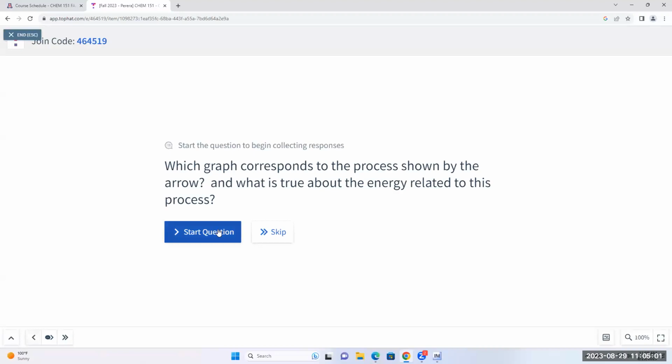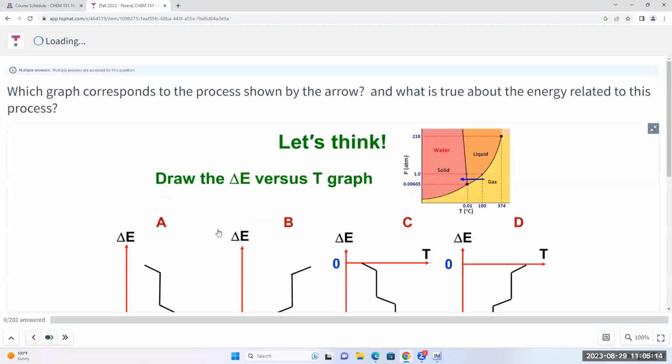Now here we go. I'm going to show you a phase diagram, and then I'm going to show you a process in the phase diagram, and then I want you to determine the delta E versus temperature diagram corresponding to that process. All right, here we go. 1 minute, maybe 2.